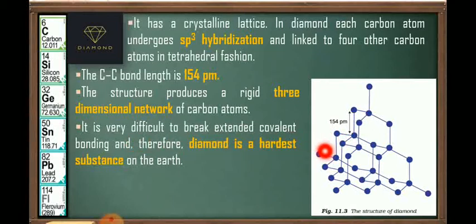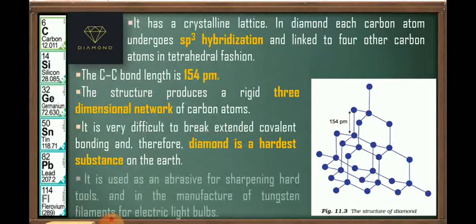Diamond is said to be the hardest substance. And this diamond is used as an abrasive for sharpening of hard tools. Even it's used in cutting of glasses, cutting of metals. Okay, and even this diamond is used in the manufacture of tungsten filaments, which are used in electrical light bulbs.